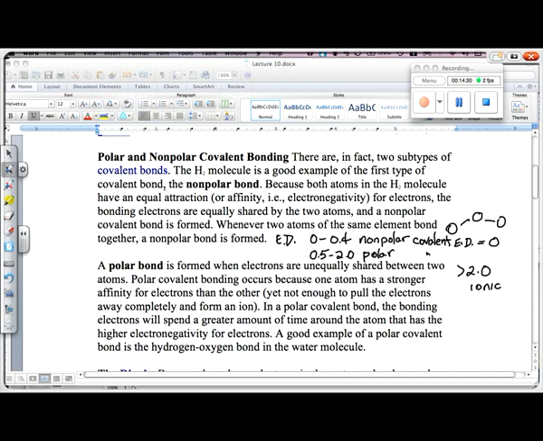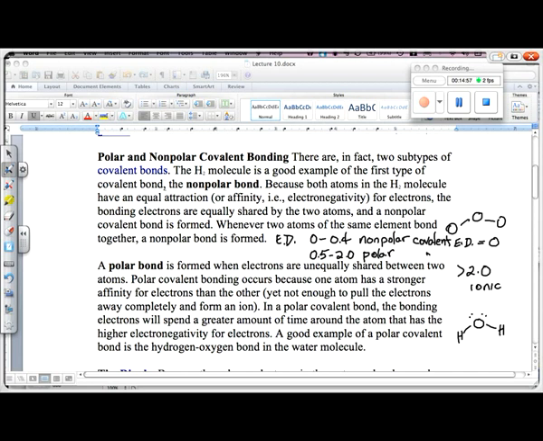All right, so a good example of a polar covalent bond is the oxygen-hydrogen bond in the water molecule. So let's put the water molecule up here, because we really haven't talked about the water molecule very much, because this is the time to talk about it, because water and all of its unique properties really exists because of the polarity of the water molecule.